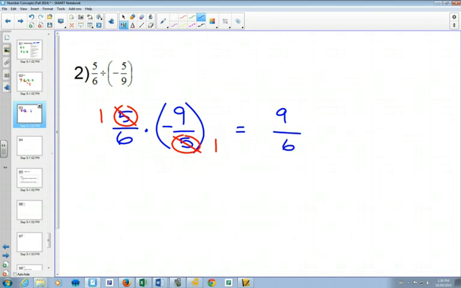And what's going to happen with that negative? We have a positive number times a negative number. It's going to stay negative. Can you simplify 9 over 6? Yes. They both divide by 3. So it's the same as negative 3 over 2. Another one to try.